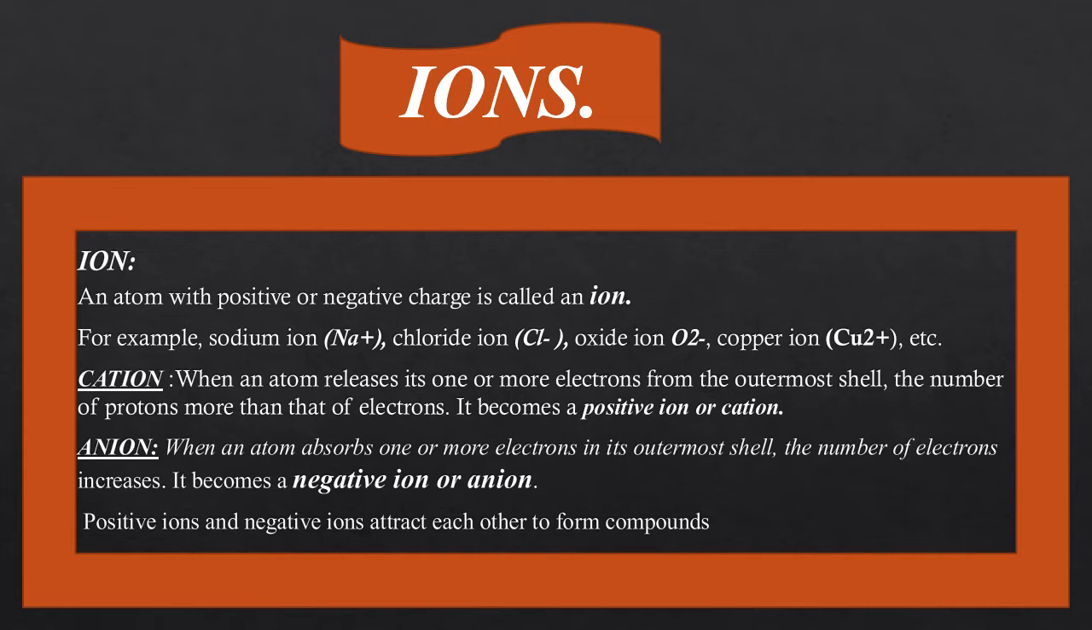Positive ions and negative ions attract each other to form compounds. This line means that when an atom with a deficiency of an electron and an atom with a gain of an electron combine together, they both stabilize each other's state by the gaining and losing of electrons, and in this way compounds are formed.